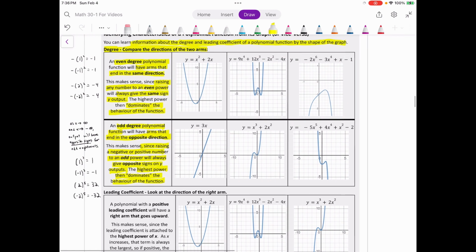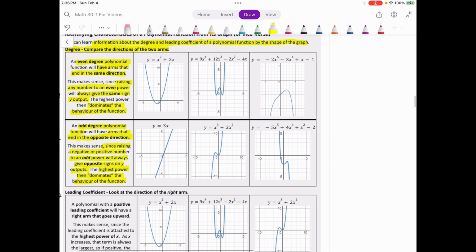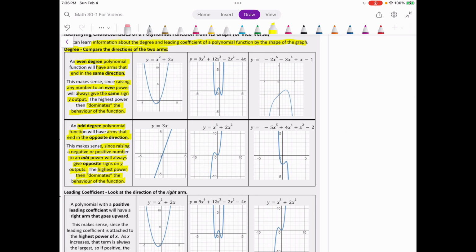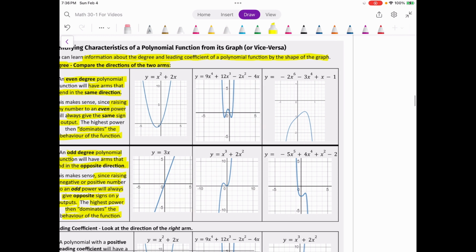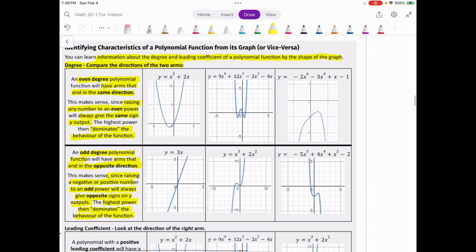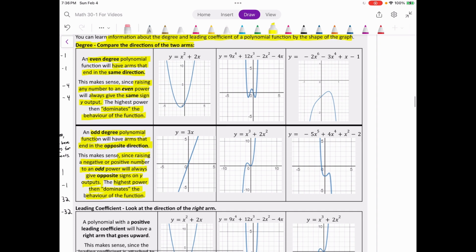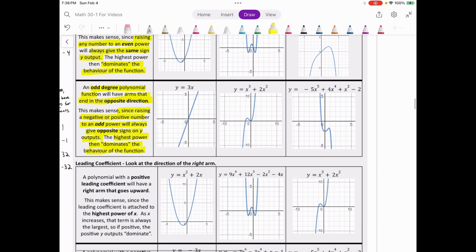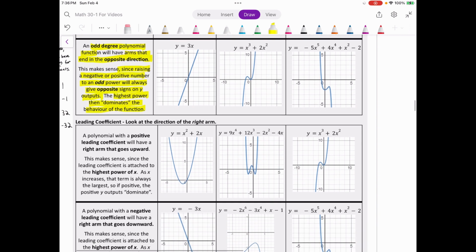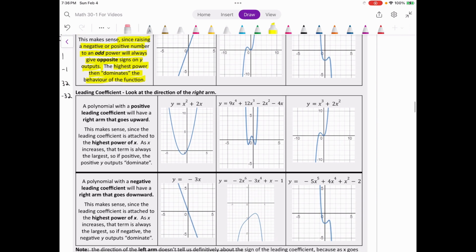Okay, so quick recap. What do we expect the arms to do for an even degree polynomial? Well, they're both going to do the same thing. That might mean they both go up, it might mean they both go down, but they'll both be doing the same thing. For odd, one is going to go up, one is going to go down. Okay? Now, if we put that together with the next thing we're going to talk about here, the leading coefficient, we'll be able to pick out quite a bit of information about a polynomial function just from its graph, or vice versa, about the graph from just its equation.